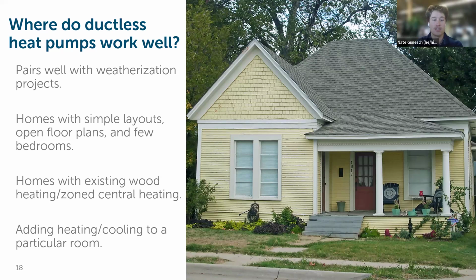And homes with some kind of existing system that doesn't have problems, right? If your boiler is about to fail, you may have to have a more serious conversation about, okay, what am I going to put in to replace that? But if you have a central zone system that's working effectively, you can start cutting into those expensive fuel bills by using one or two ductless heat pumps. So that's another place these work really well.